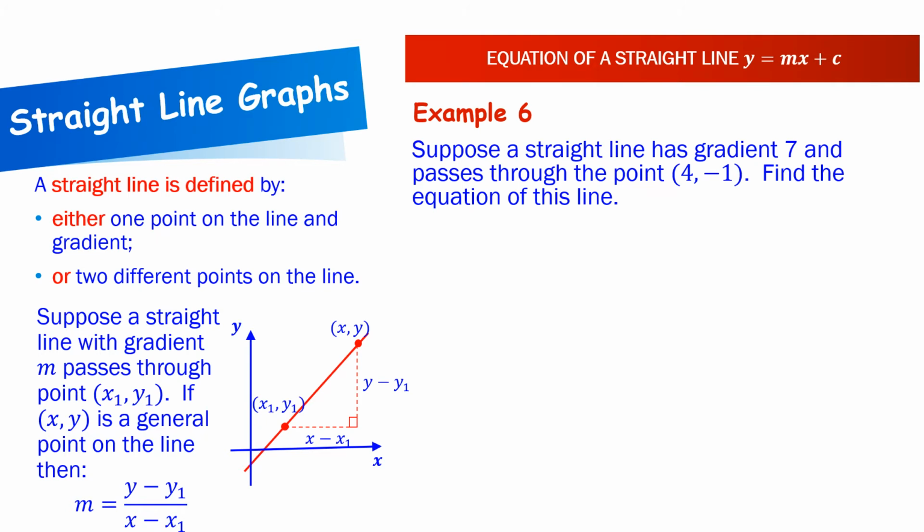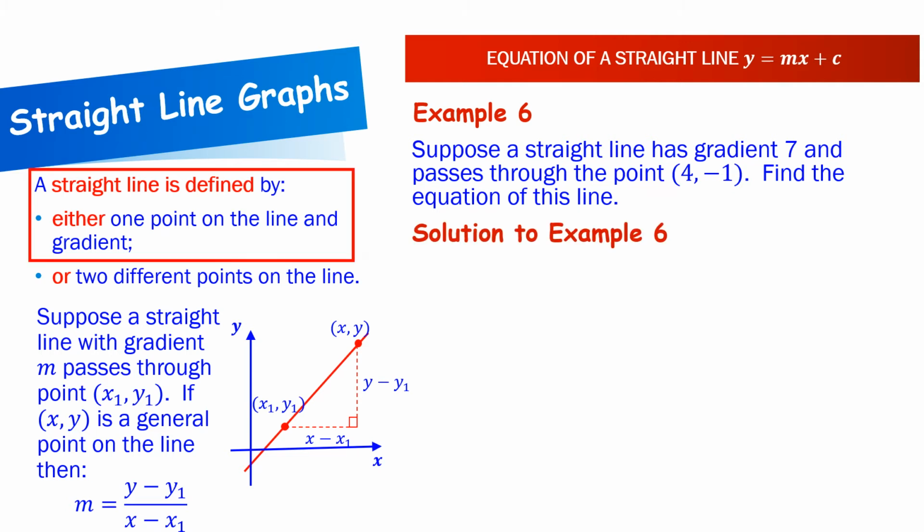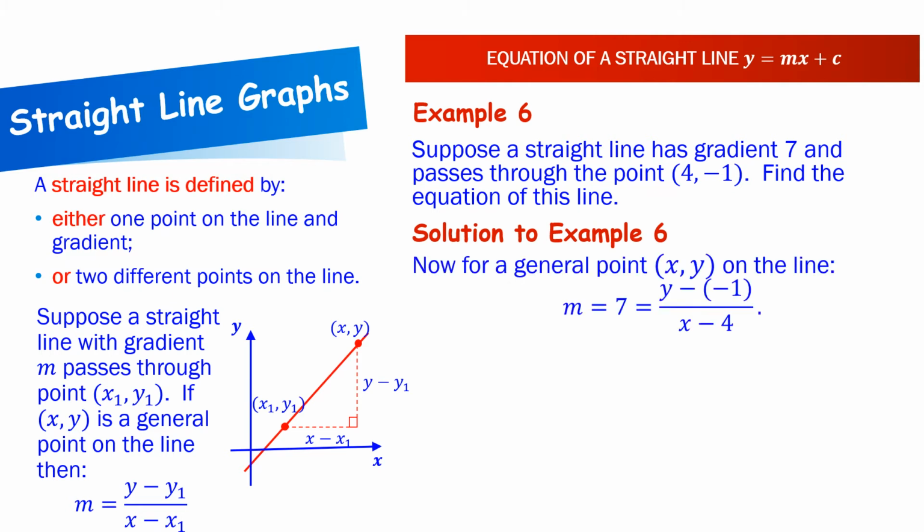So let's take a look at an example to illustrate this theory. Suppose a straight line has gradient 7 and passes through the point 4, minus 1. Find the equation of this line. So let's solve this. In our question, we have one point on the line and the gradient. So for a general point x, y on the line, we can say that m equals 7, which is the gradient, equals y minus -1 over x minus 4.